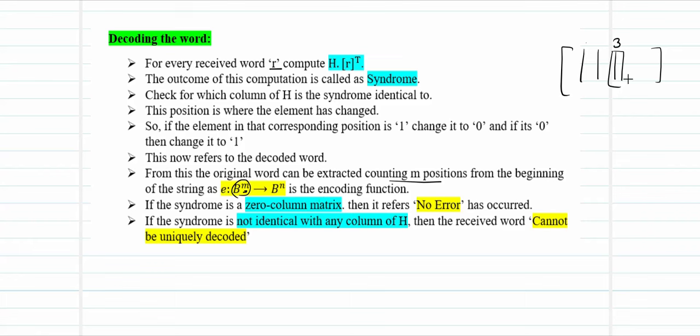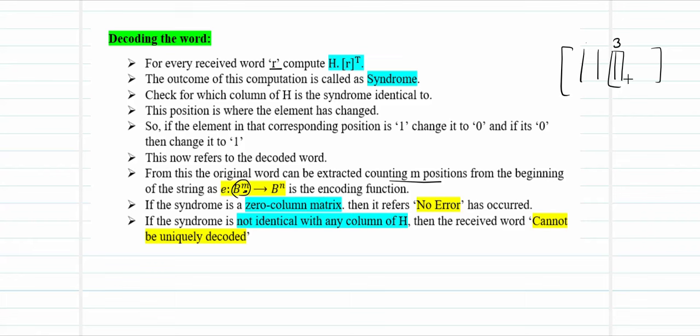If the syndrome is not identical with any column of H, so you are going to have a syndrome, and you are going to check whether it is matching with any column of H. If it does not match with any column of H, then what does that mean? It means that the received word cannot be uniquely decoded. There are going to be many ways in which the error must have happened, and we cannot get the original data out of it.